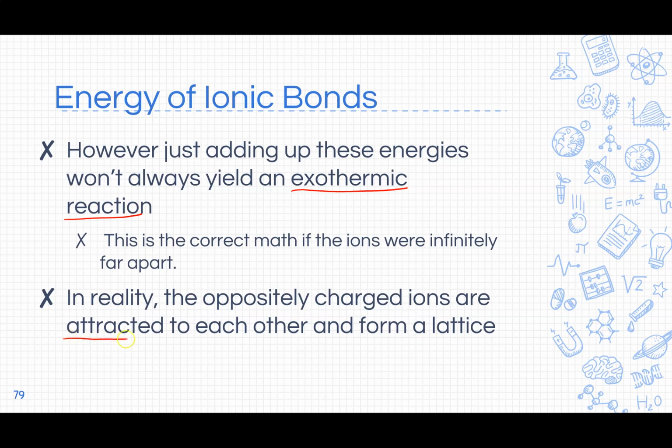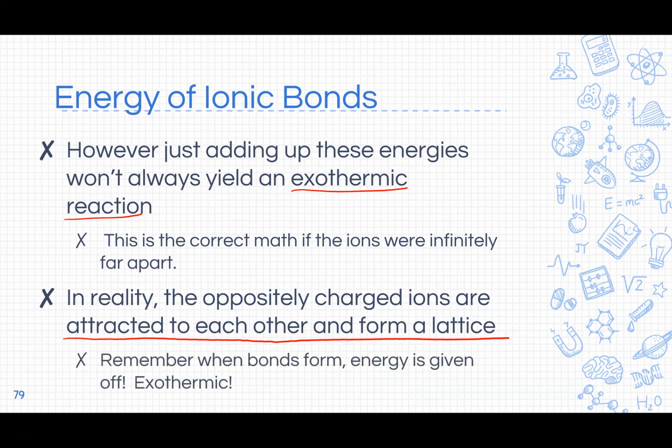And because they're attracted to each other, they're going to form a lattice, okay? Remember, whenever bonds form, meaning those ions are attracted to each other, energy is given off. And therefore, this is an exothermic process. So it's important for you to remember that the formation of an ionic solid is always going to be exothermic. And then what I just talked about is the reasoning it is exothermic. And that's essentially that the ions get attracted to each other. And since the ions get attracted to each other, bonds form and energy is given off.